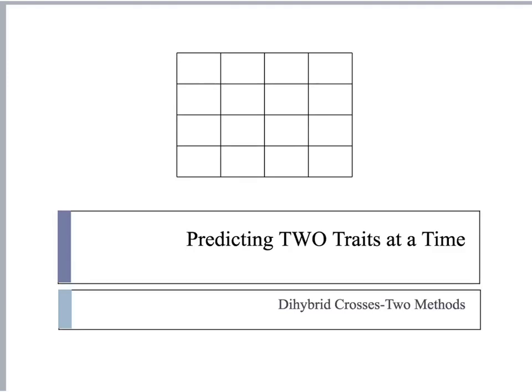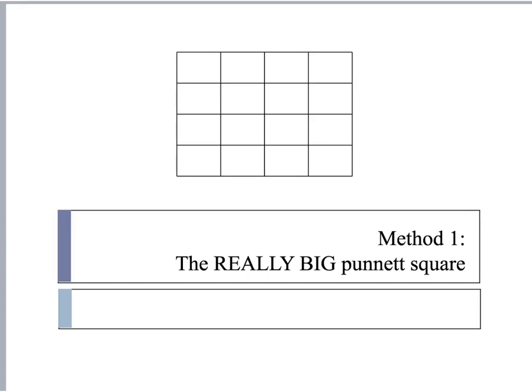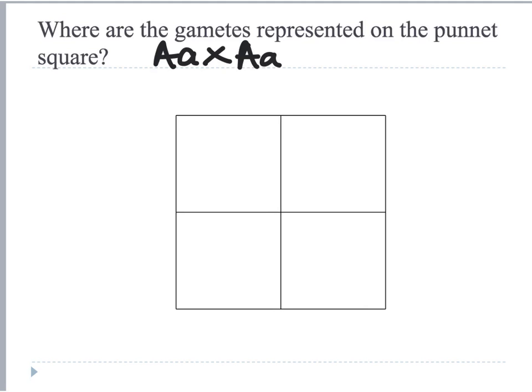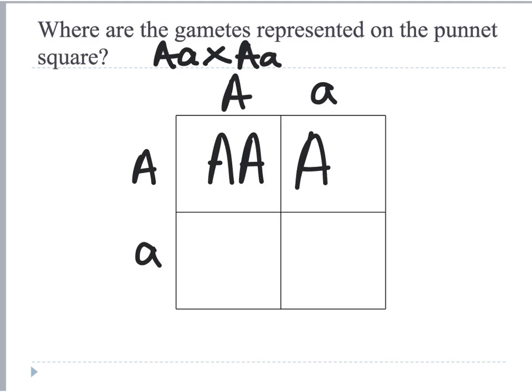In this video, we're going to learn two ways to solve dihybrid crosses. The first way is going to use something we already know, which is the Punnett square. In a monohybrid cross, the genes that the parents are carrying separate away from each other, and we put them on each of our rows and columns to represent how the genes are distributed to the offspring.